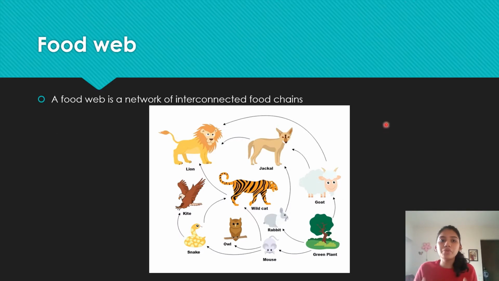A food web. Now, a food web is basically a series or a network of interconnected food chains. So here you can see one food chain is green plant, goat, and lion. Another food chain is green plant, goat, jackal, and lion. Another food chain is green plant, rabbit, jackal, and lion. So you see there are many food chains, but they're all interconnected, so they form a food web. So ideally here the tree is like the producer for all of these food chains. Even the consumers within the food chains are preying on other animals from different food chains. And that is how you can connect these food chains and form a food web.